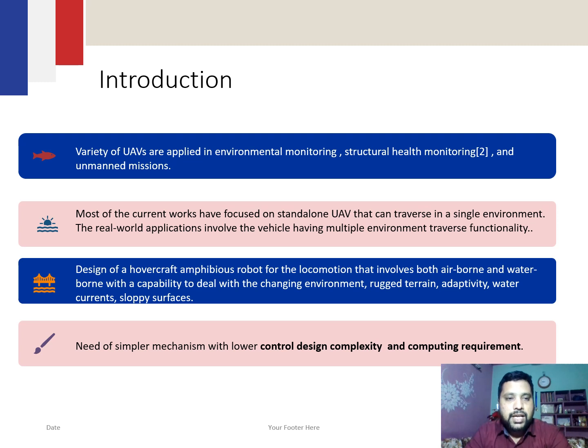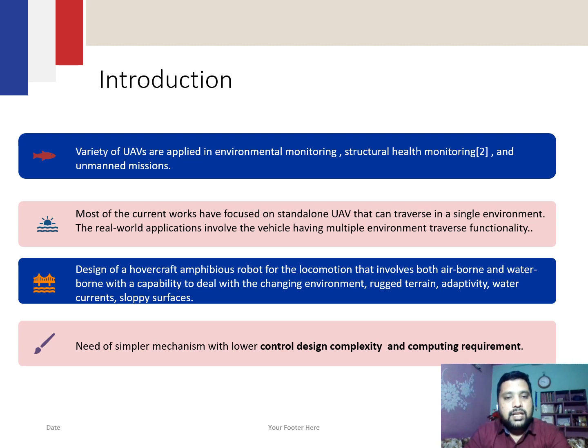But in real world scenarios, where different environments meet in these unmanned missions, there is a requirement of an unmanned vehicle which is capable of traversing and maneuvering in multiple environments, and the dynamics of each environment changes. Hence, there is a requirement to design a hovercraft amphibious robot that is capable of traversing in the air environment, the water environment, as well as on the ground.